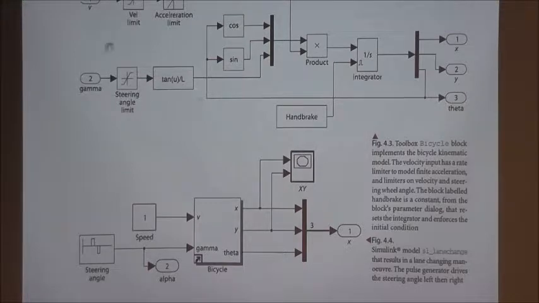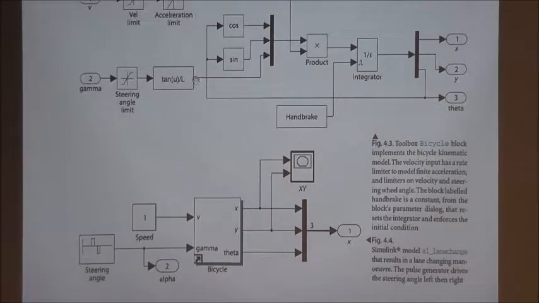And here you have, as I said, two inputs, velocity and a steering angle gamma. You're going to limit them, because if you don't limit them, then you could damage your vehicle. Okay, and that's already built into your own car. But in this case, you need an acceleration limit as well as a velocity limit.